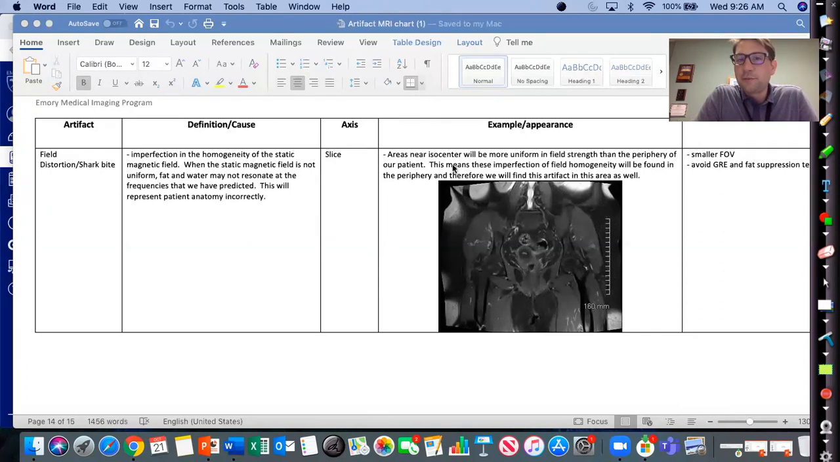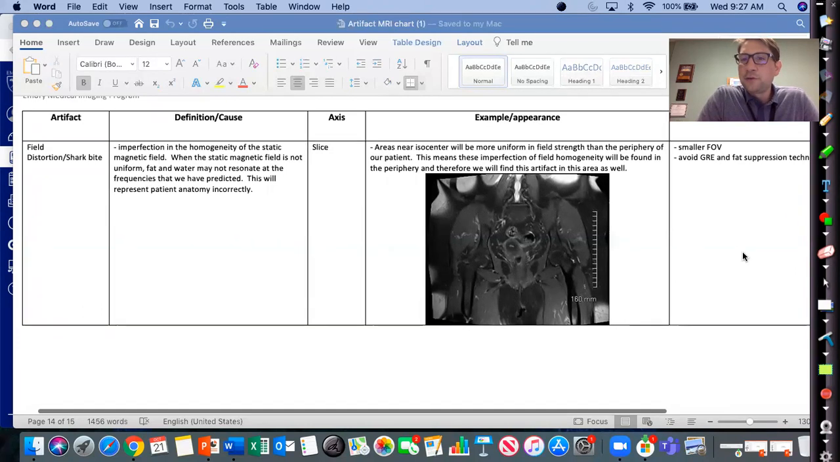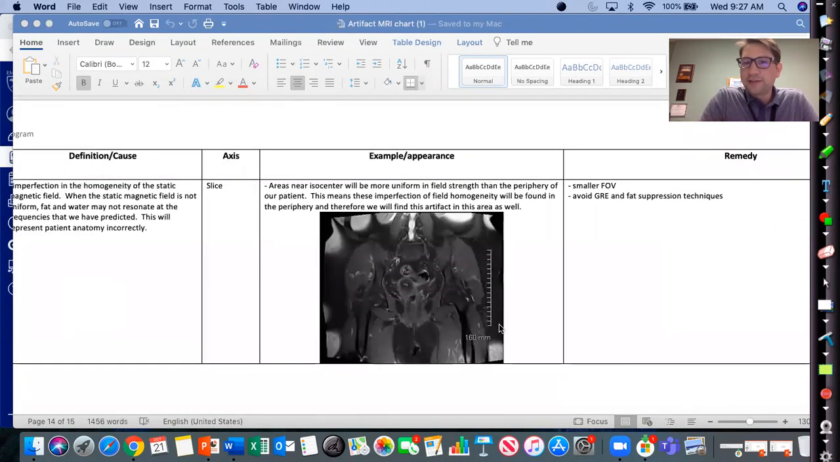So you're just going to see this on every slice going through your stack. So here, like I said, we have the best homogeneity at isocenter. So areas near isocenter, at the middle of your field of view, will be more uniform in field strength than at the periphery of our patient. This means that the imperfections of field inhomogeneity found at the edges of the field of view will be in the periphery, and this is where you'll find that artifact. So you'll find this shark bite artifact along the edges. The reason for this is because we selected a field of view that was too big. So maybe we need to choose a smaller field of view so that our field homogeneity is more consistent along the entire field of view.